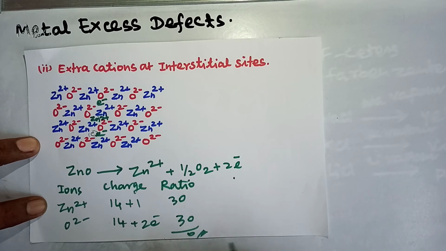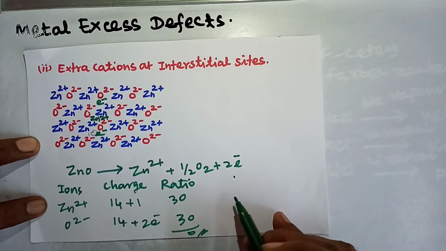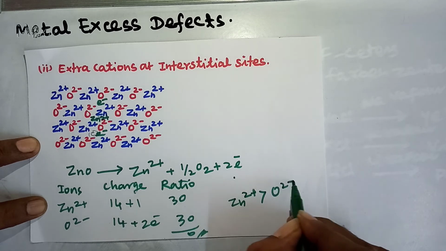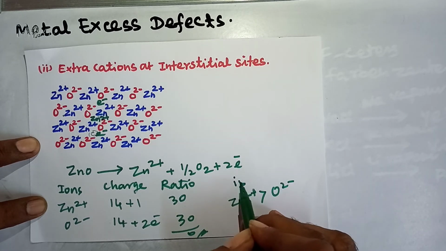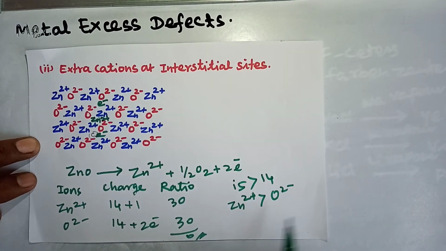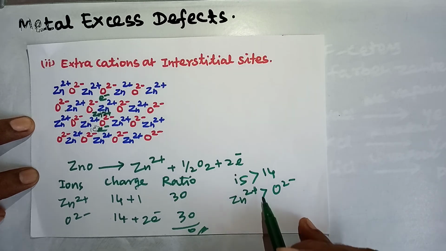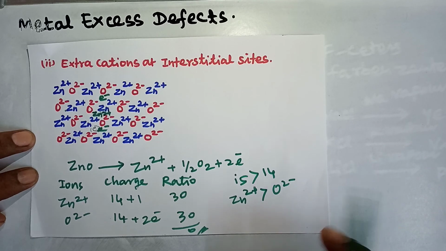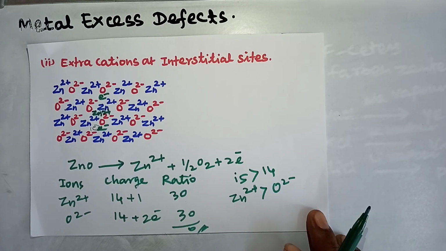Electrical neutrality is maintained, but in the ratio, the cation is greater than the anion: Zn2+ is greater than O2-. Here Zn2+ is 15 and O2- is 14. So in this crystal, the Zn2+ cation is greater than the O2- ions. The metal excess defect arises due to the creation of anionic vacancies and the presence of extra cations and electrons at interstitial positions.